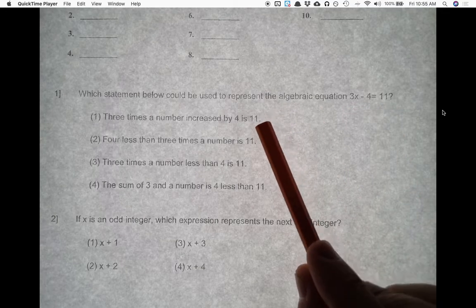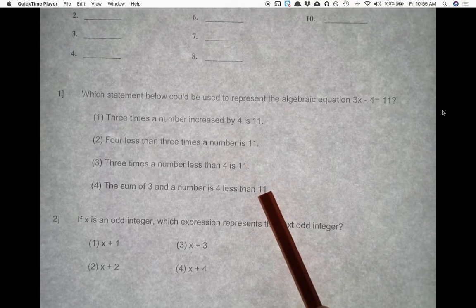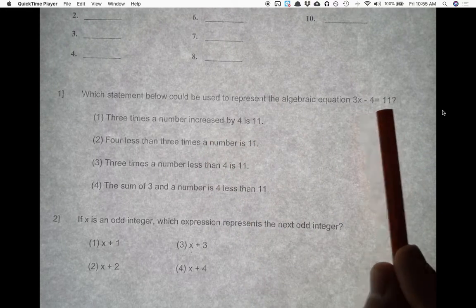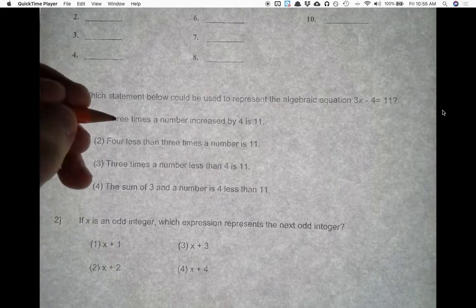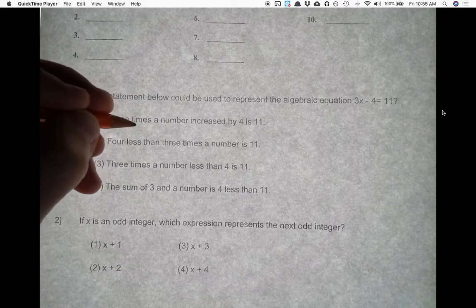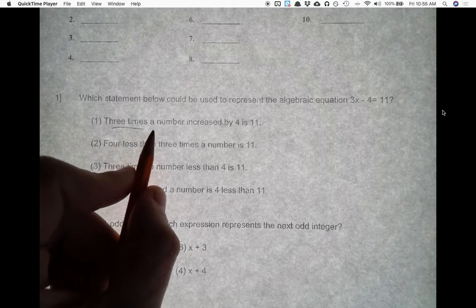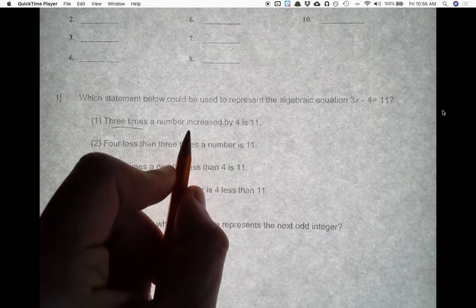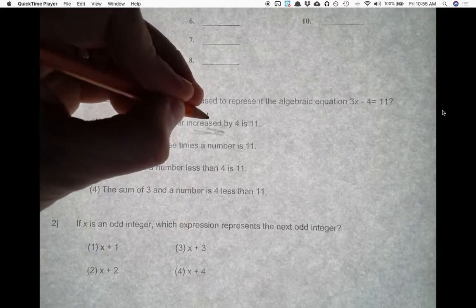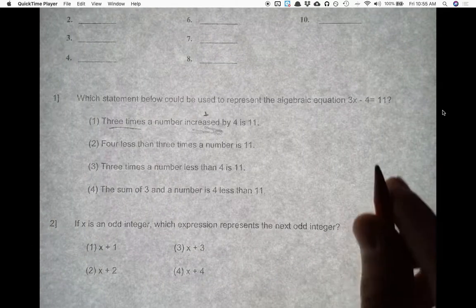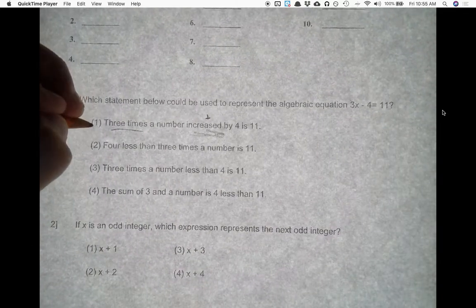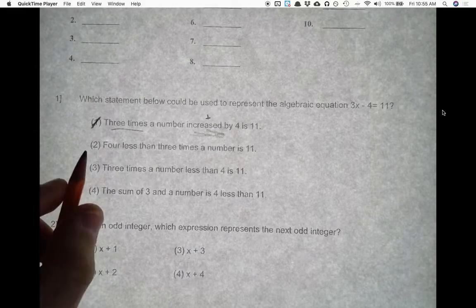So we're just going to look at each of these possible choices and see which one written in English would make this over here. 3 times a number, that's good, that's going to be my 3x. But 3 times a number increased by 4, that's telling me to do plus 4, except I've got minus 4 over here. It's not answer choice 1.